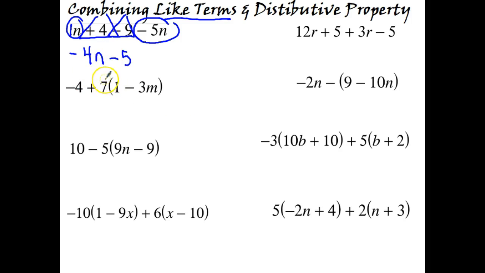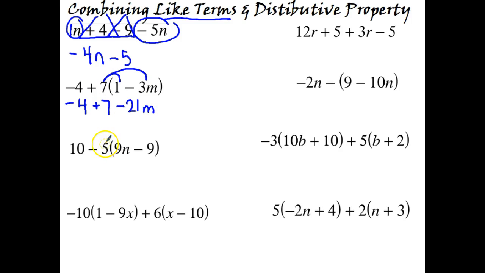All right. Distribute means that if I distribute a sheet of paper, that means I give, I share, I pass out. So I'm going to hand out the 7 to the 1 and the negative 3m, share the 7 through the operation of multiplication. So I get negative 4, and then 7 times 1 is positive 7. 7 times negative 3m is negative 21m.